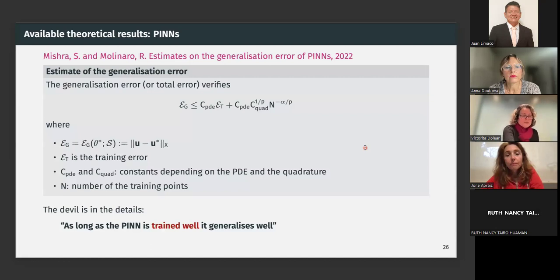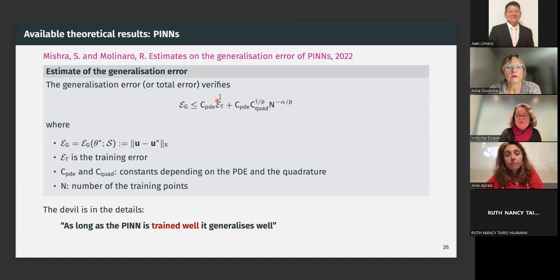What do we know about this? Obviously there is a huge literature, a lot of things which are probably not worth mentioning, but a lot of numerical works. Here I just try to summarize a few things which are theoretical. You have here a result from 2022 where they estimate what they call the generalization error of the training of neural networks. The generalization error is bounded by what they call the training error and some approximation error here, because you use some quadratures.